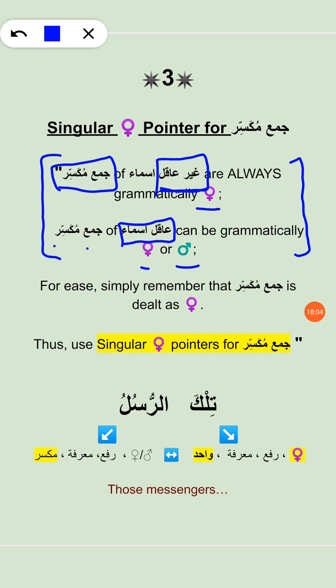I'm going to show you some examples regarding this as well, inshallah. But for ease, we can simply remember that all the jama mukassir are dealt as feminine. So we are going to almost always use singular feminine pointers for jama mukassir. I hope you remember what jama mukassir was.